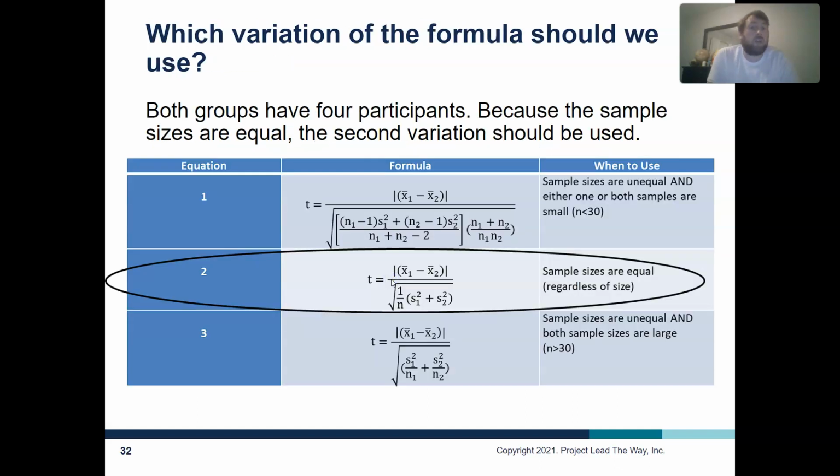Then we have to ask ourselves which variation of the formula for the t-test we should use. Both groups have 4 participants, so even though it is a low sample size, the first stipulation is that we have equal sample sizes in each group. That is satisfied right here for our second equation, and we get to use the short one here. That's so nice.